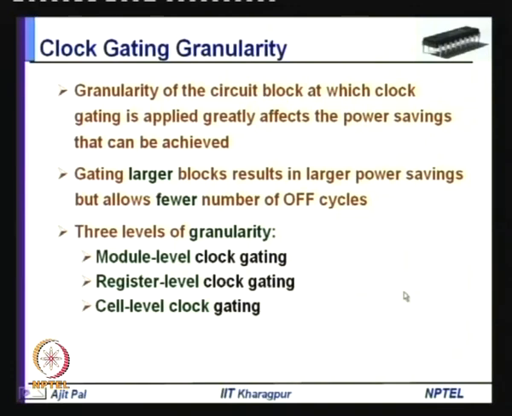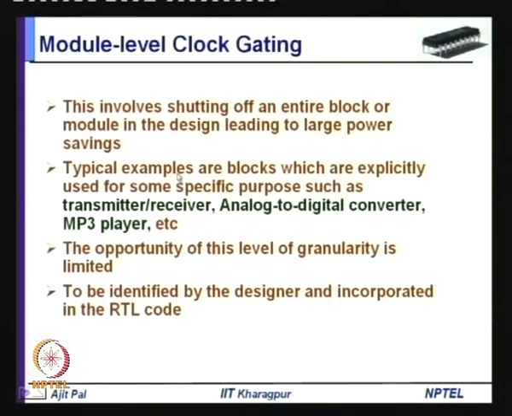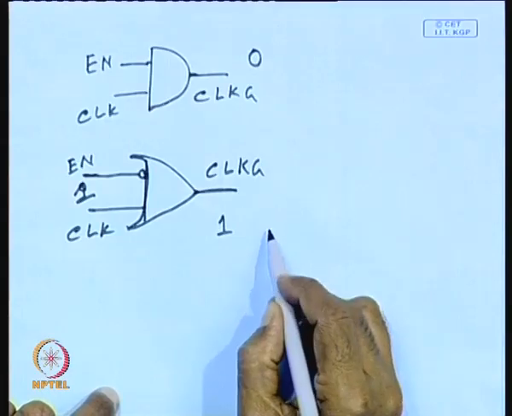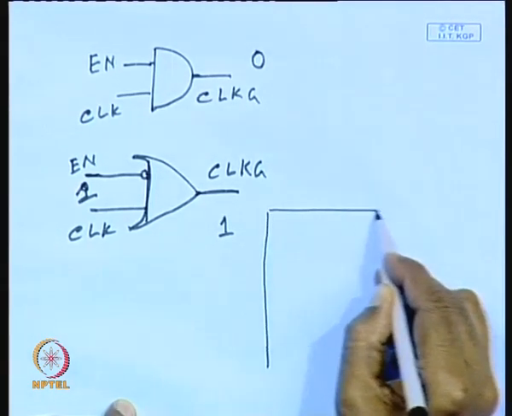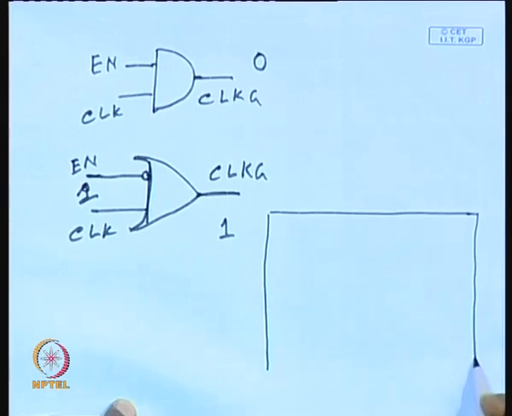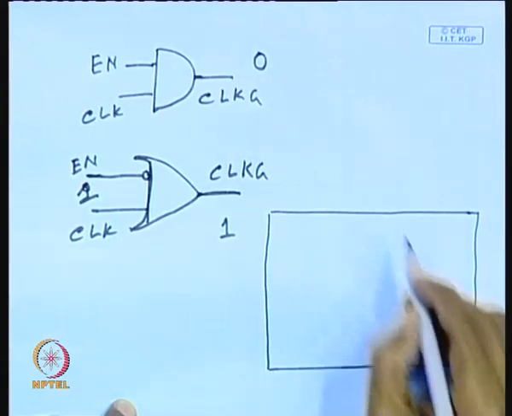First, we shall focus on module level clock gating. This involves shutting off an entire block or module in the design, leading to large power savings. Typical examples are blocks which are used for some specific purpose, such as transmitter, receiver, analog to digital converter, MP3 player, etc. We can consider one very commonly used example, which is becoming increasingly popular, for example, a sensor node.